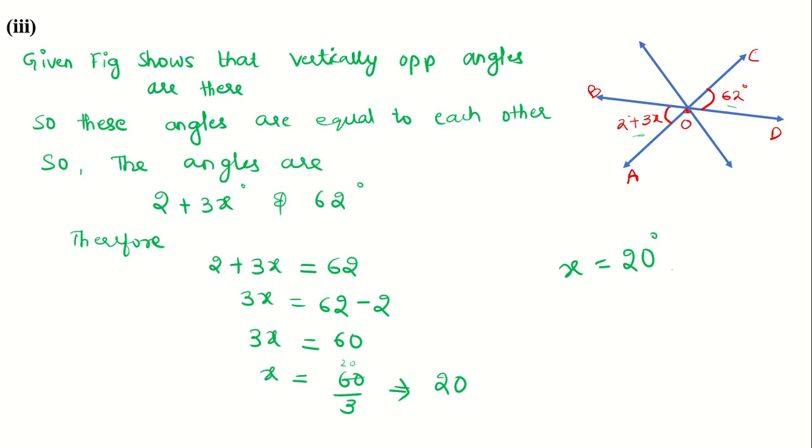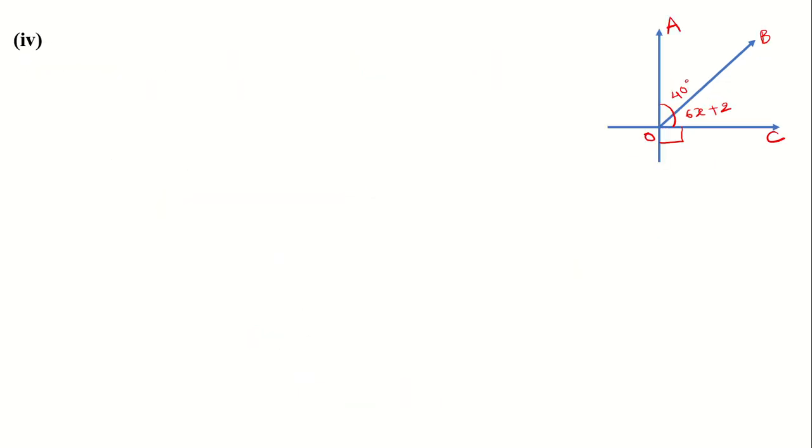Right? This question follows the concept of vertically opposite angles. So vertically opposite angles are always equal to each other, right? Now, this is the fourth question.